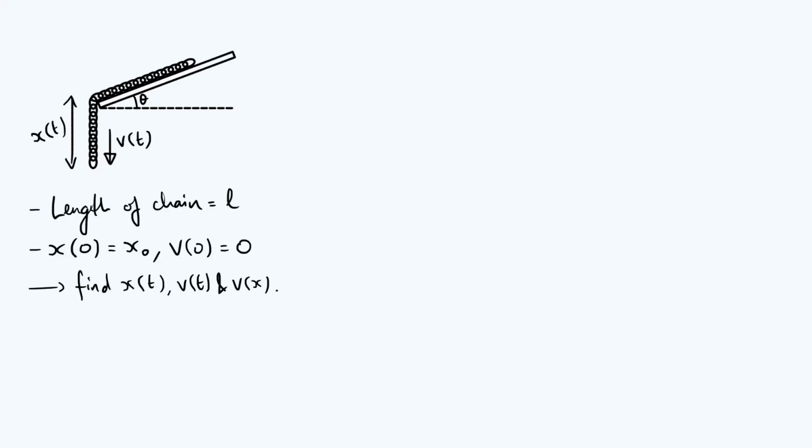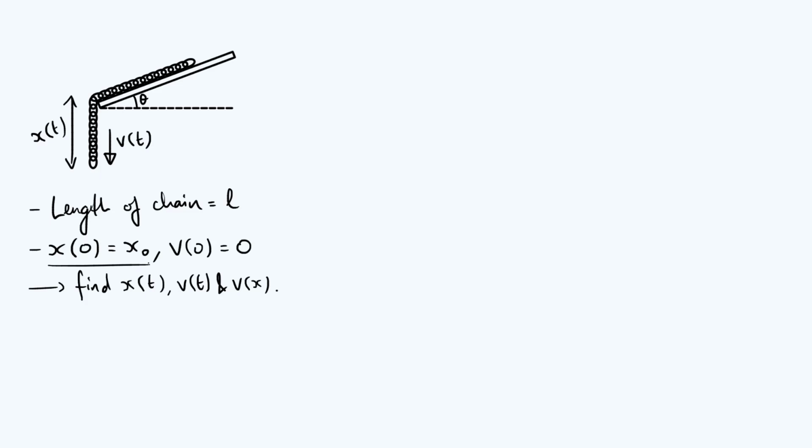Now, a few of the key parameters of this problem are that the angle that the plane makes to the horizontal is theta, the total length of the chain is L, and I've defined x of t on my diagram just to be the length of chain which is hanging vertically. So that's going to, of course, start increasing as soon as we allow the chain to slide.